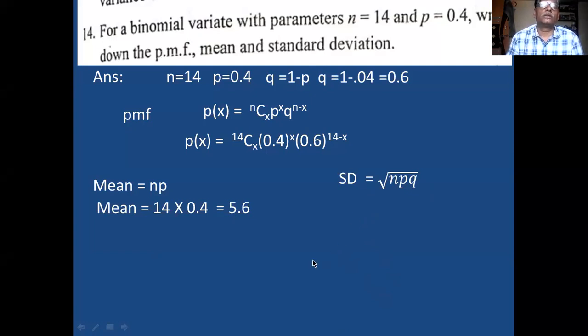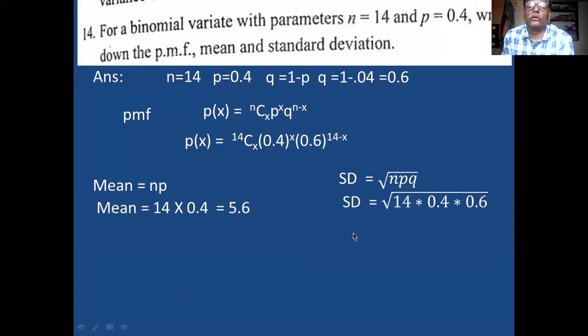Okay, then what is the answer? 1.83. 14 into 0.4 into 0.6 is equal to 3.36, square root of 3.36 is equal to 1.83. Okay. 1.83. Good.